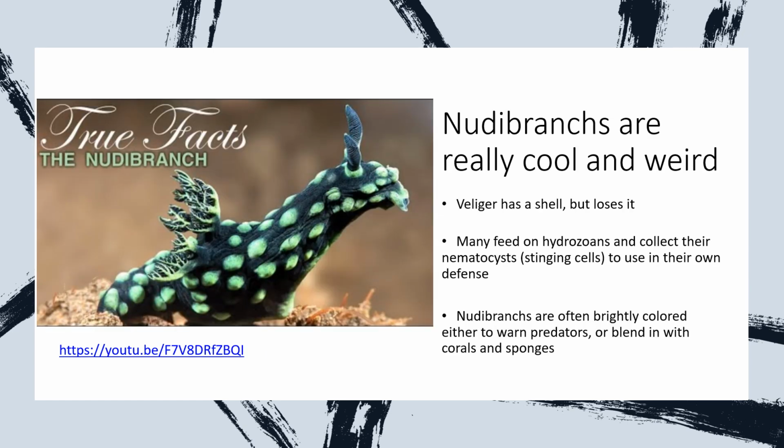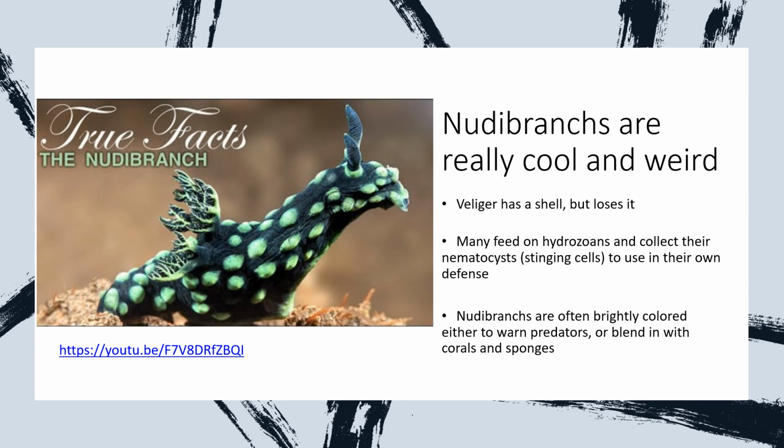Nudibranchs in general are really interesting and strange animals. They're often very brightly colored, so they're absolutely beautiful to look at. Often these colors are to warn predators not to eat them because they produce defensive chemicals. But they can also help camouflage them with colorful corals and sponges.